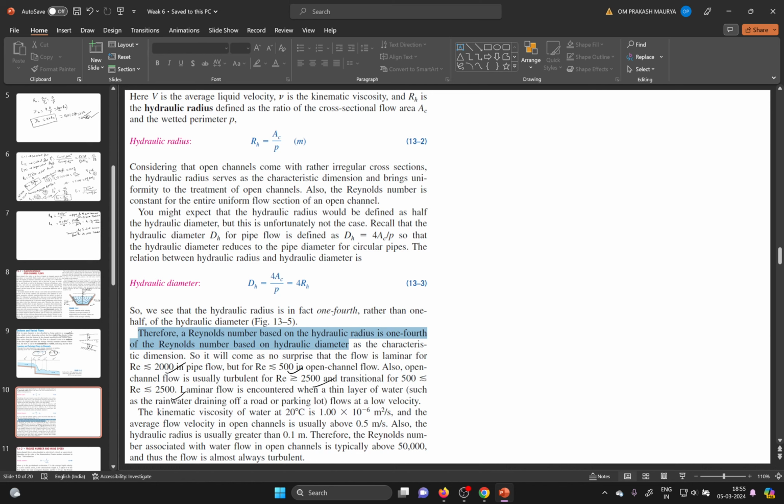So here one line is very, very important. The Reynolds number associated with water flow in open channel is typically above 50,000, and thus flow almost always travels turbulent. Remember, in open channel flow, your Reynolds number is typically, not always, 50,000. So always in case of open channel flow, your flow is turbulent.